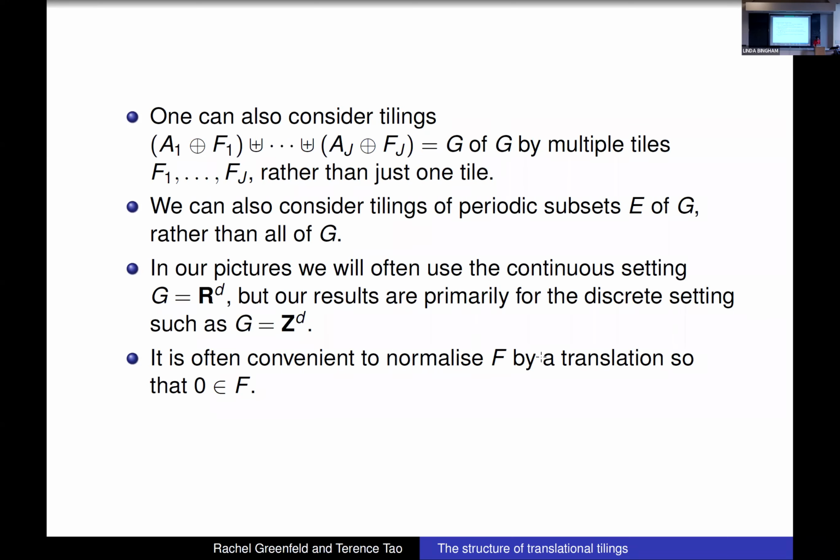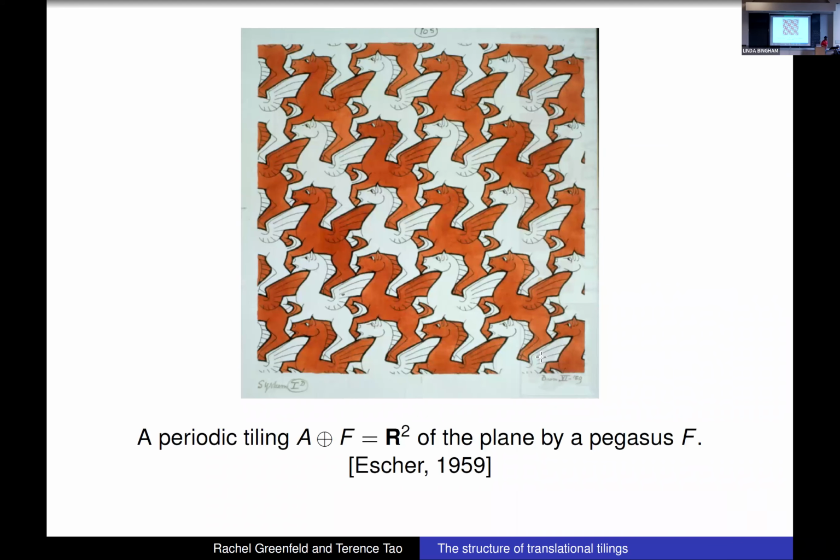Let me, it's best to illustrate some examples. So here is an Escher print. And in our language, the Escher print is a tiling of R2, and the tile is a Pegasus. So there's a single tile. I mean, there are two colors, white and red, but they're both translates of the same object. So you pick any one of these Pegasi and choose that to be your tile F. And this is a periodic tiling. The lattice A, in fact, I think is a square lattice in this case. Okay, so this is a tiling by one tile.